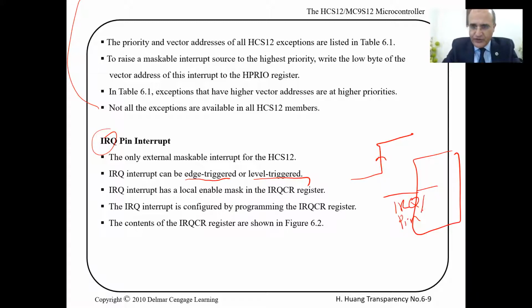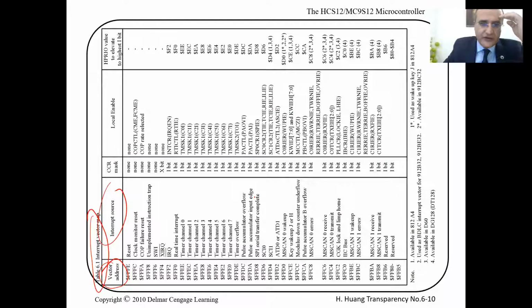This IRQ pin is usually shared with port E bit 1. You can use it as a parallel port or as an IRQ pin, an interrupt. IRQ is short for interrupt request. When do we use it as an IRQ? There is an enable bit for IRQ. Once enabled, it is an interrupt pin. If it's disabled, it's a parallel pin. The register to control this is called the IRQ Control Register.